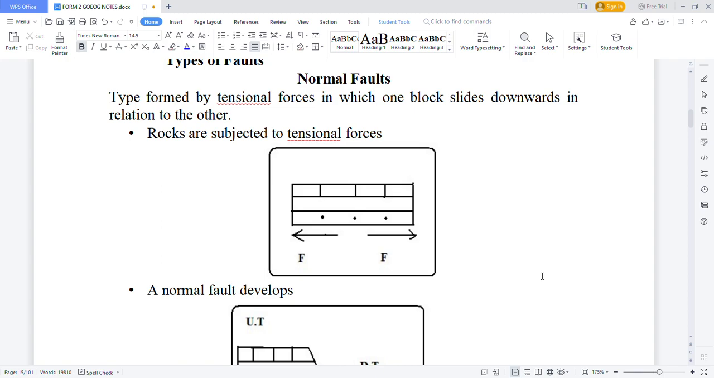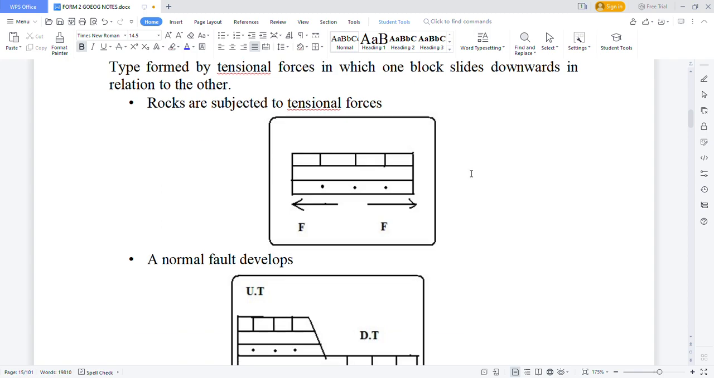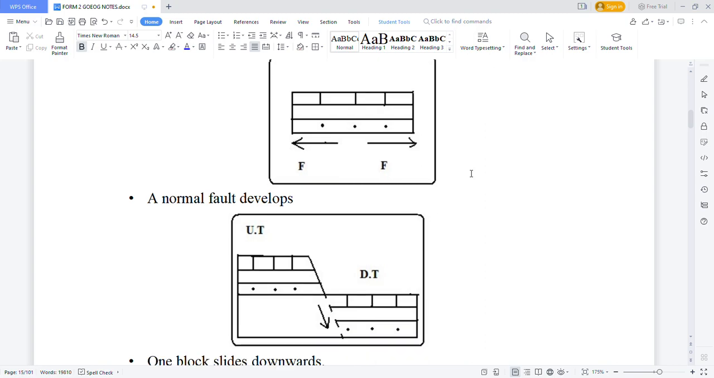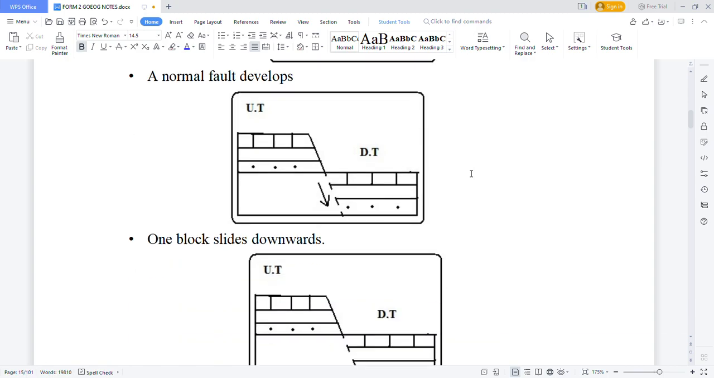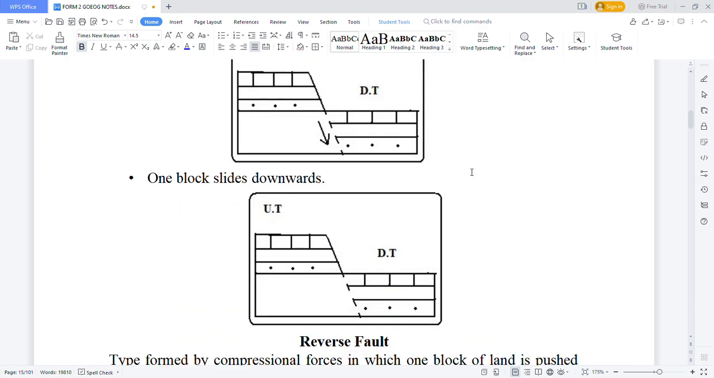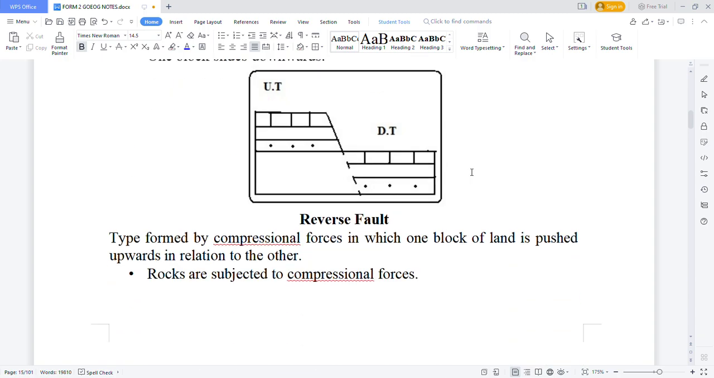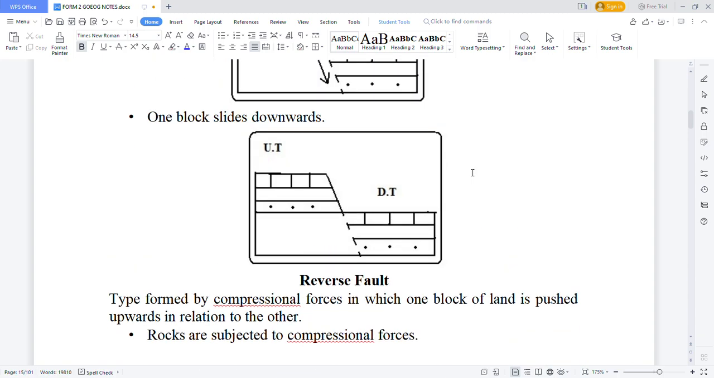Rocks are subjected to tensional forces. As you can see on the diagram, a normal fault develops. One block slides downwards. Then that is how a normal fault is formed.